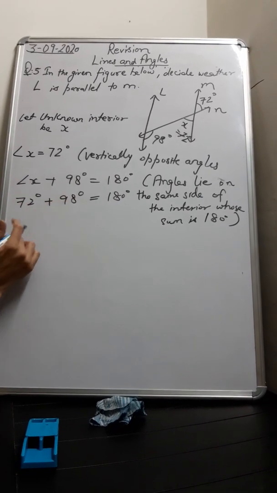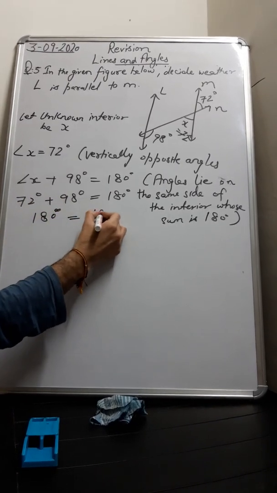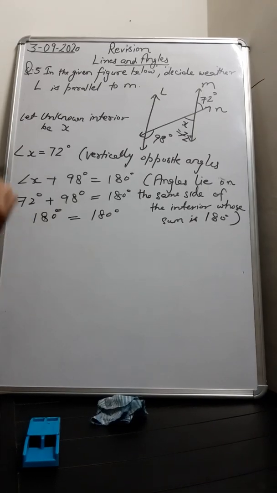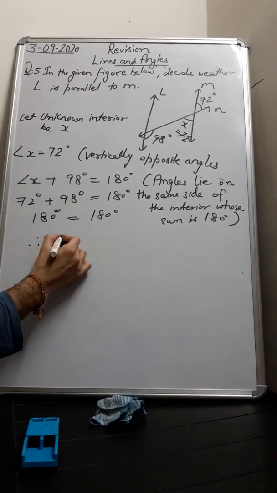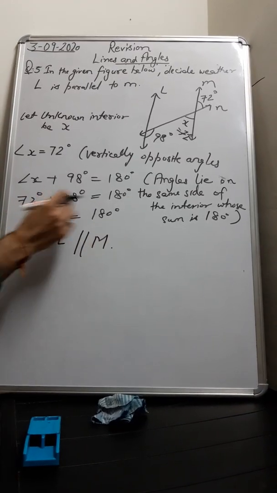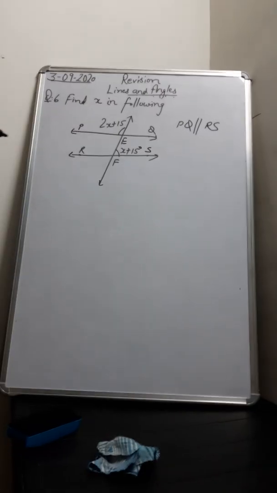Now add on the left hand side. When you add on the left hand side, it will come 170 degree equal to 180 degree. So both the sides are coming equal. That's why we can say that therefore L is parallel to N because of co-interior angle sum is 180 degree.